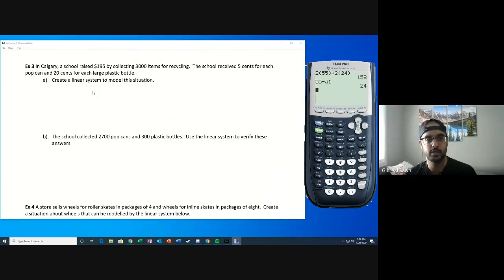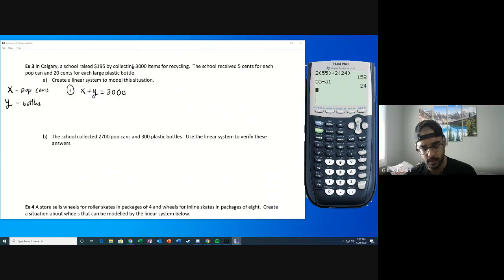There are going to be 2 different types of things that the school collected. They either collected pop cans or they collected large plastic bottles. Those are the 2 items. So if I use some variables like X and Y, you can use whatever letters you want, let's make X the pop cans and Y the bottles. They collected a total number of physical items, so that 3,000 has to be the sum of the 2 types of items they've collected. If I take all the pop cans and all the bottles and add them together, I should have 3,000 items in total.